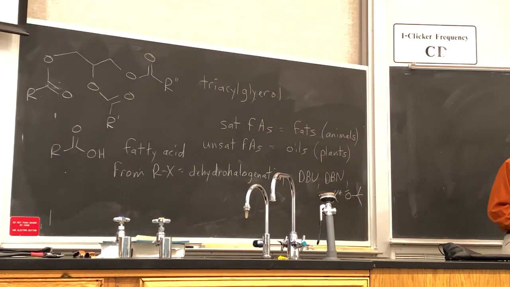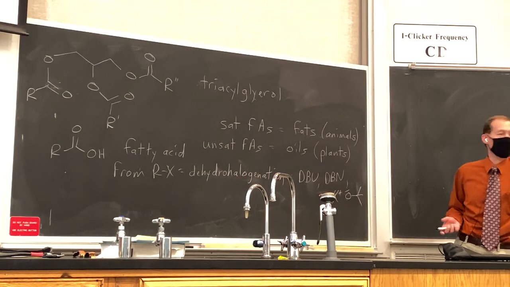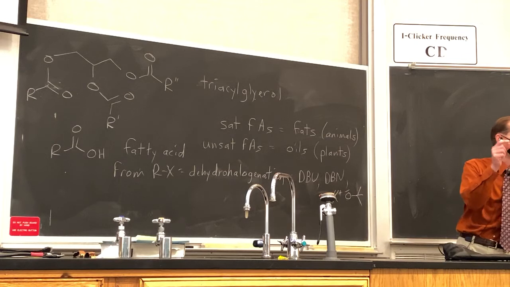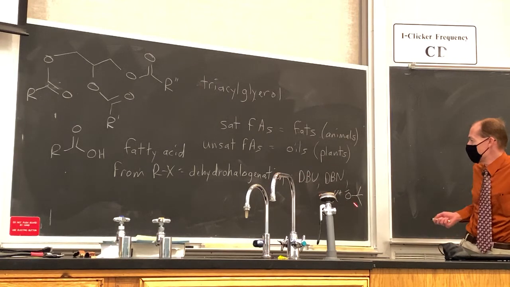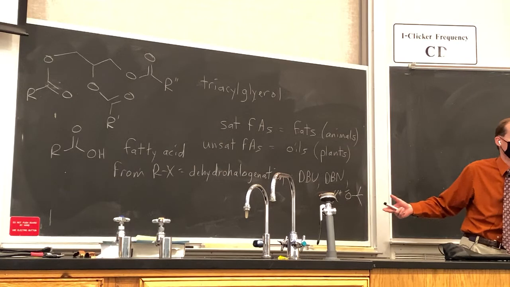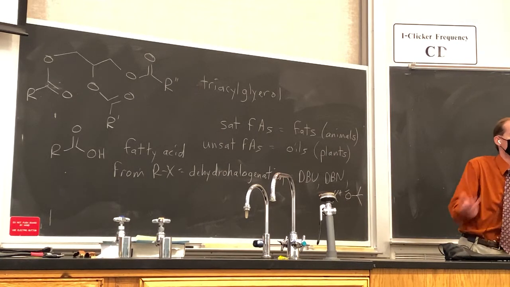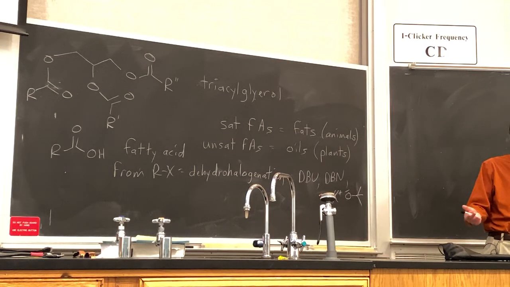Dehydrohalogenation is a type of elimination. So it's a subset of elimination reactions. This just involves eliminations where what you're eliminating is a hydrogen and a halide. Okay? Yes? Yeah, so these would be the bases that would work the best. Those would work with any alkyl halide unless it was a methyl halide or one that didn't have beta hydrogens. But these would work with any alkyl halide capable of generating an alkene.